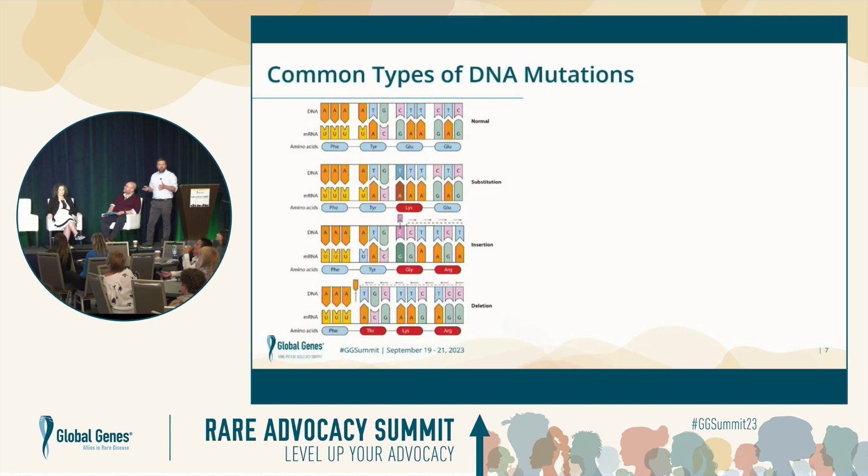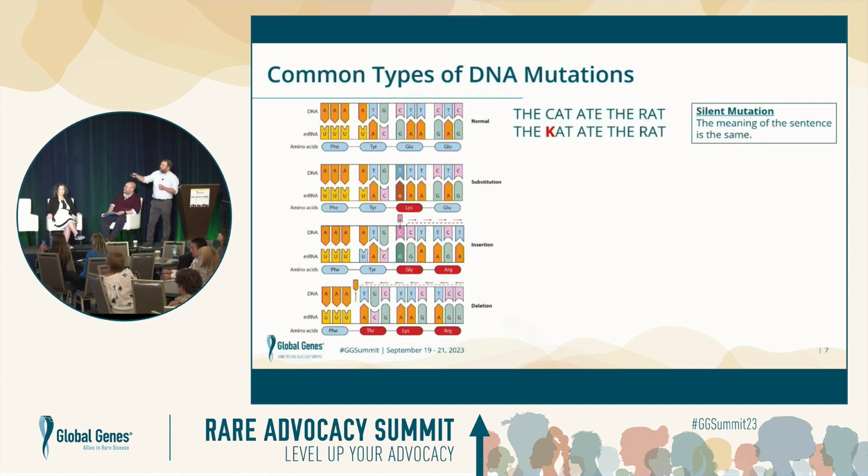So what kind of mutations do you typically see? The way I like to look at this is sort of like a sentence. If I back up just one second, what you can see up here is the DNA, AGTC. That then fits to an mRNA. It's basically the same except the T is replaced by a U, or an A is replaced by the U.